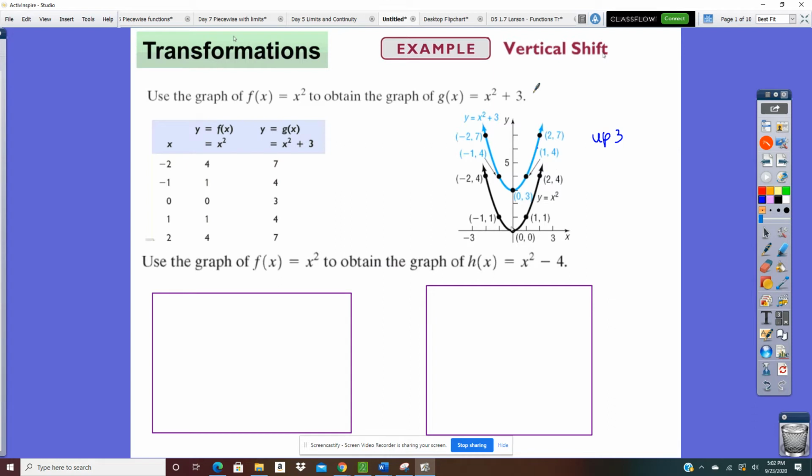So the function notation for this is you're taking your original function. So if I'm going to do this, I'm going to take f of x, and I'm going to add 3 to it. So that's my function notation. All right, so the same idea goes for this.